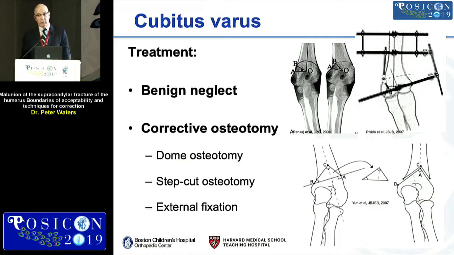And what's our treatment? The first is natural history alone, and lots of these kids have very good range of motion. The aesthetic problem is not significant. They don't have subsequent problems, and so we leave it alone.